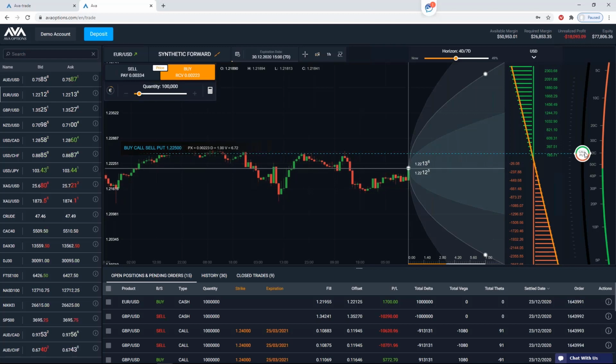So a synthetic forward is a way to buy the asset in the future. Instead of paying overnight interest every day, it's embedded into the pricing. You have a somewhat wider bid-ask spread in a synthetic forward, but you'll have much smaller overnight interest costs. So if you really want to hold something for a month, you might consider using a synthetic forward.